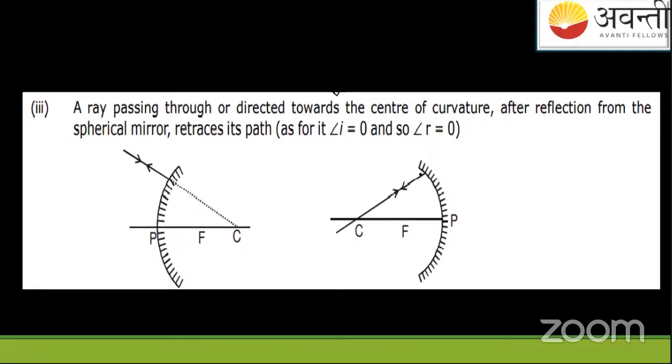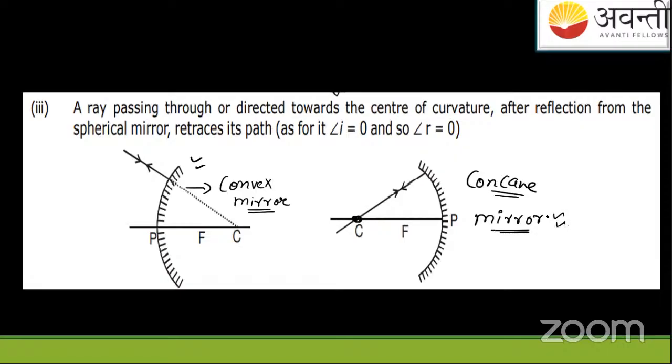Suppose a ray passes through the center of curvature in the case of a concave mirror. This is a concave mirror, so the ray will retrace its path. And if a ray appears to pass through the center of curvature, again it will retrace its path, but in this case it is a convex mirror. This is concave and this is convex. Is it fine, students? Now let us see the next thing.